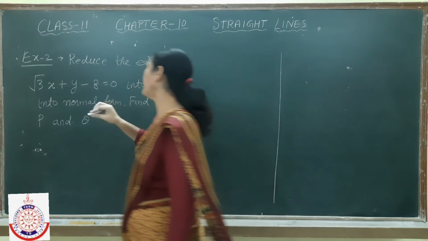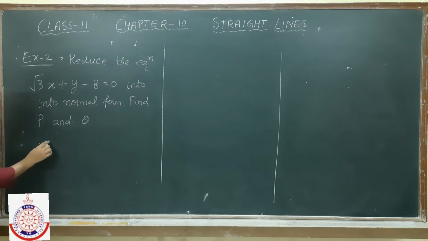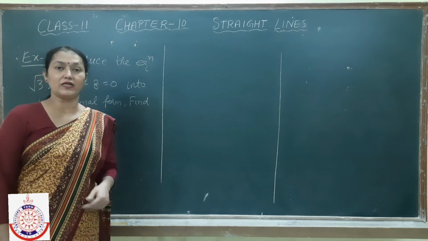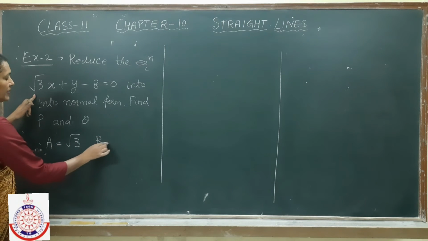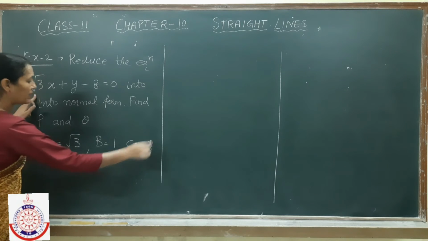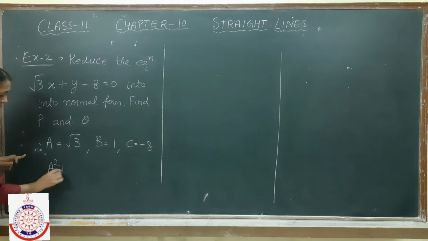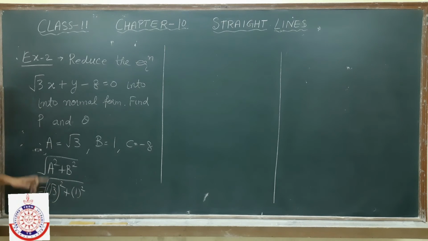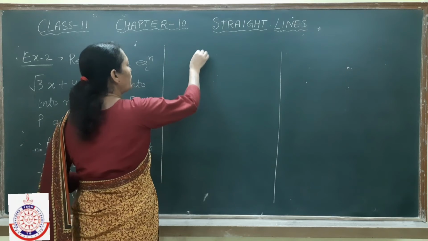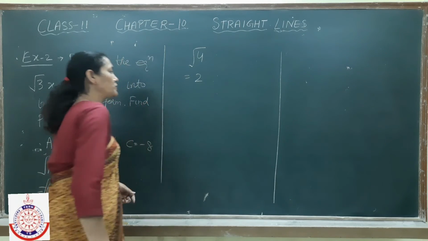In case of normal form, we have learnt that in order to find cos theta, sin theta as well as perpendicular distance, we need the value of under root a square plus b square. So let us find out that value. What is a here? a is root 3, b is 1 and c is minus 8. So a square plus b square under root is root 3 square plus 1 square under root. Root 3 square is 3 and 1 square is 1, so 3 plus 1 is 4. After the root we get the value as 2.